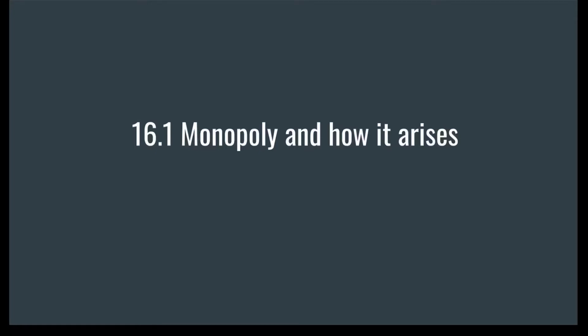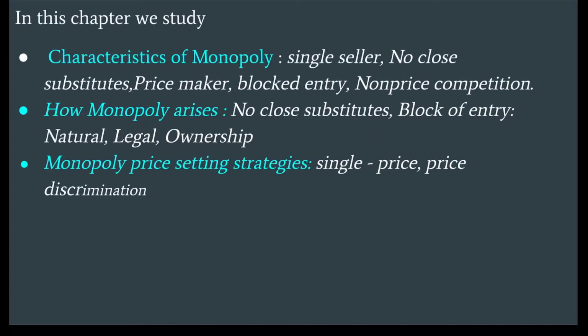16.1 Monopoly and how it arises. In this chapter, we study characteristics of monopoly: single seller, no close substitutes, price maker, blocked entry, non-price competition. Secondly, how monopoly arises: no close substitutes, barriers to entry, natural, legal, and ownership. Third, monopoly price-setting strategies: single price or price discrimination.